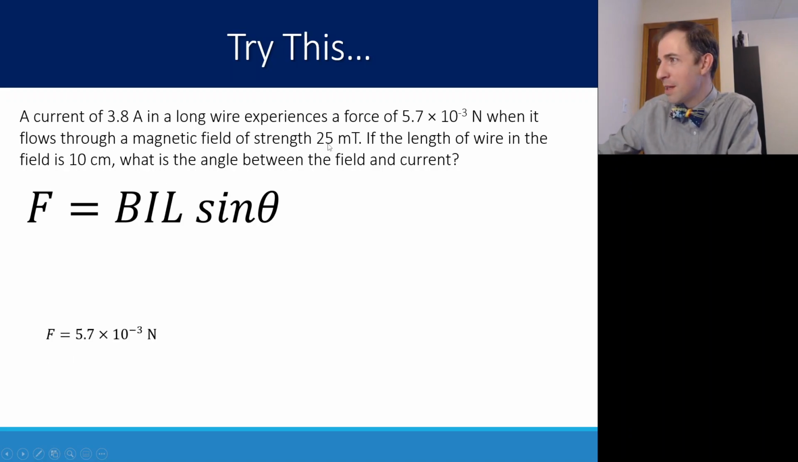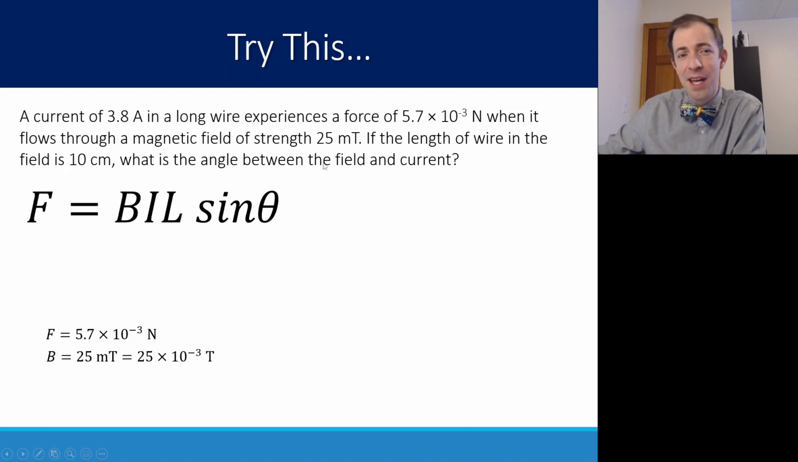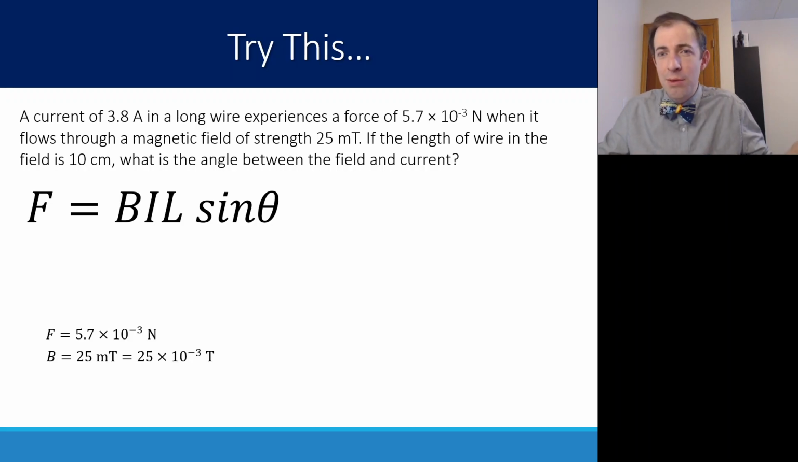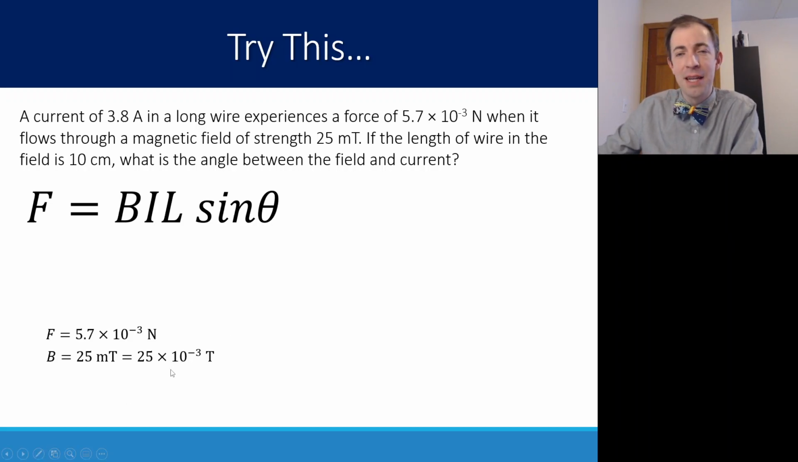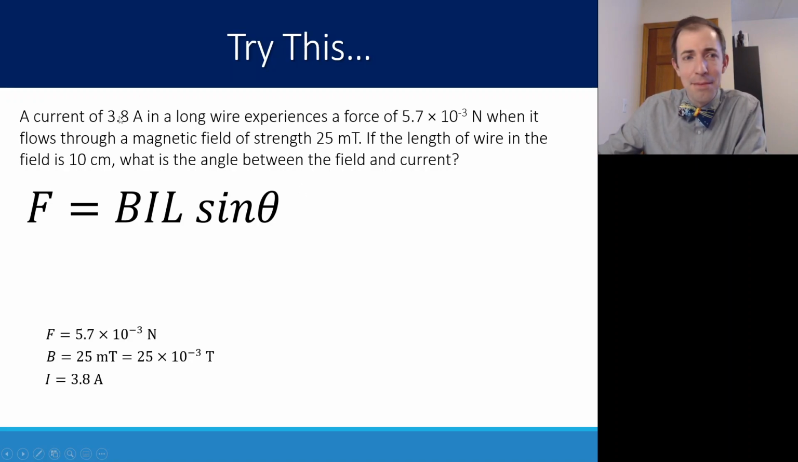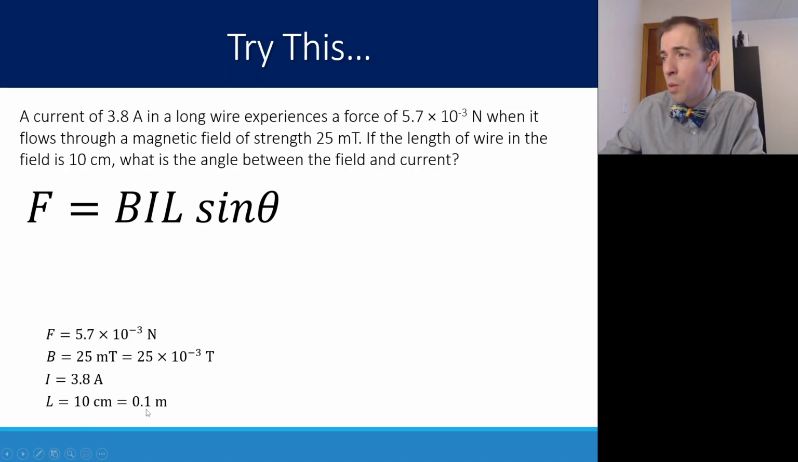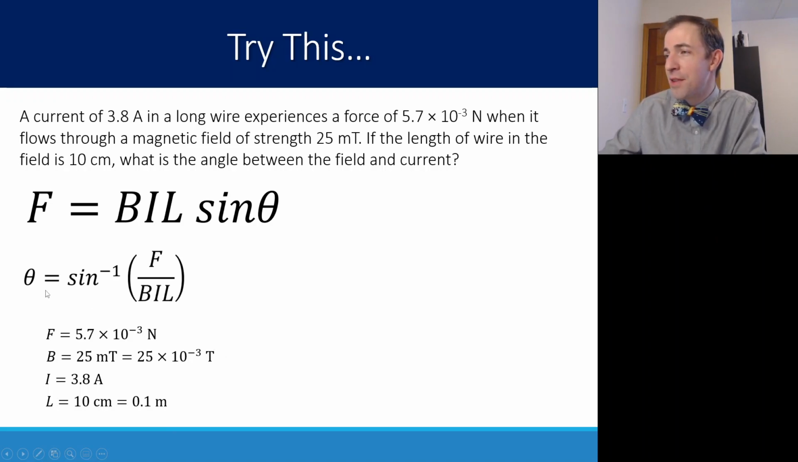So I know that the force provided here is already in newtons, 5.7 times 10 to the negative third. B, the magnetic field, is given to me in millitesla. I want to convert that to Tesla. Millitesla is the same thing as like millimeters. You're going to move the decimal 3 places to the left or multiply by 10 to the negative 3. So I've got 25 times 10 to the negative third Tesla. Then I is 3.8 amps. And L, the length converted into meters, 10 centimeters turns into 0.1 meters.